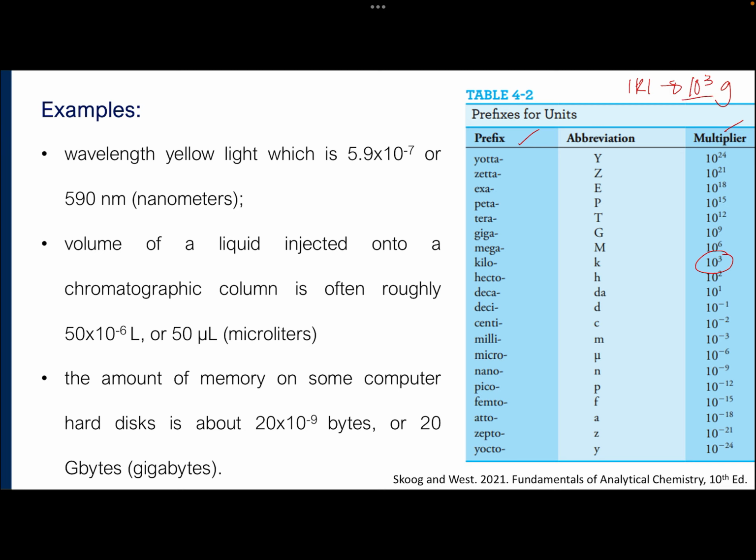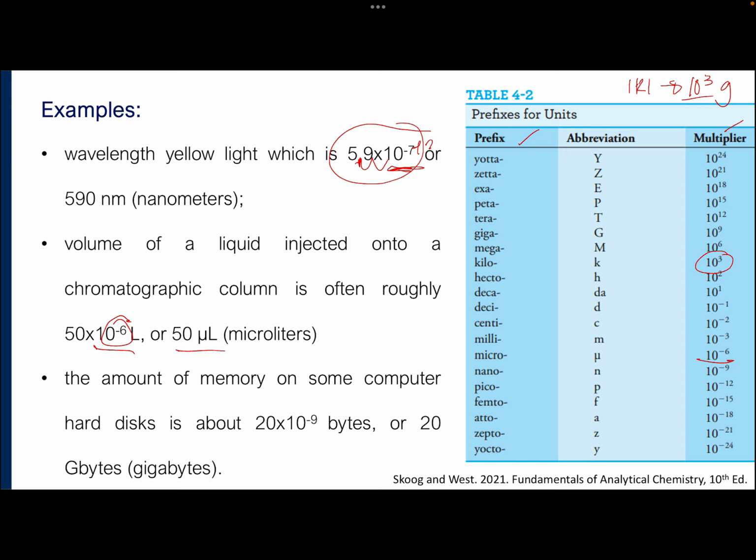So for example, a wavelength of yellow light, which is 5.9 times 10 to the negative 7, is equal to 590 nanometers. So if I want it in nanometers, I will move it 2 decimal places so I can add 2. So we have the negative 9. And then the volume of liquid injected into the chromatographic column is often roughly 50 times 10 to the negative 6. So we look for 10 to the negative 6 here, which is micro. So it is microliter.